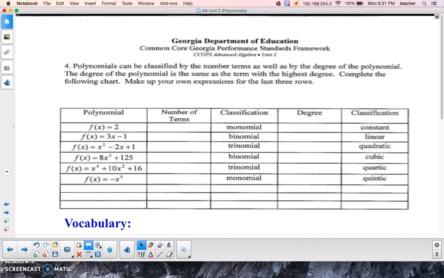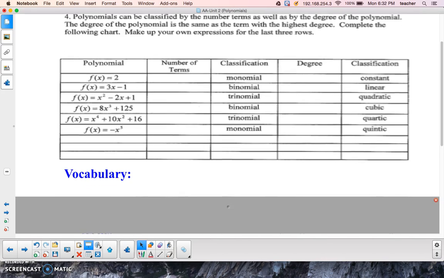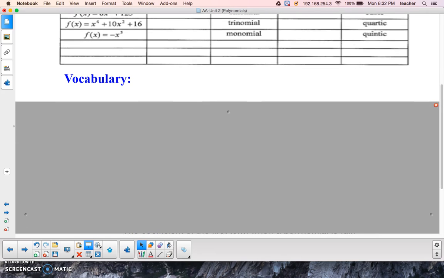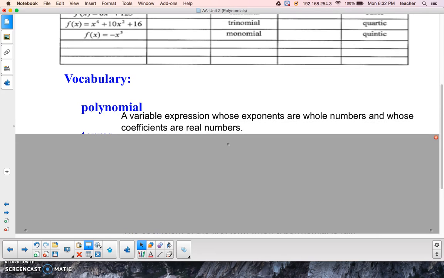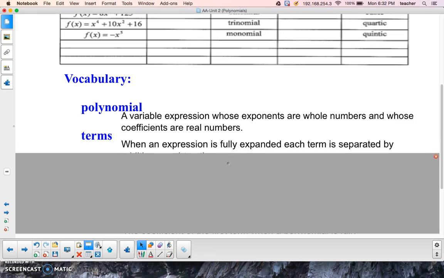The word polynomial indicates many terms. Let's look at some of the vocabulary. A polynomial is a variable expression whose exponents are whole numbers and whose coefficients are real numbers. We're going to talk more about that in a minute, but it's important that you understand that not every expression that we look at will actually be considered a polynomial. The important things here are whole number exponents and real number coefficients.